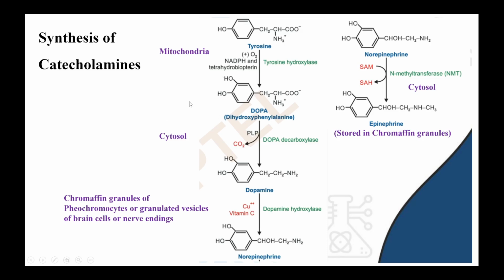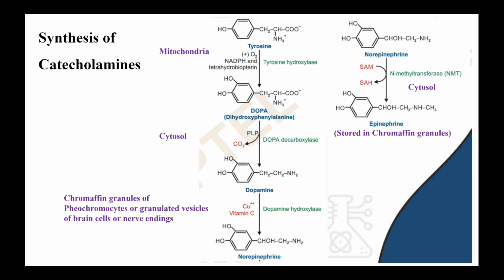And so if you notice the location of each reaction happening in this catecholamine synthesis pathway, you will understand why dopamine is not given. Conversion of tyrosine into dopa occurs in mitochondria. Tyrosine hydroxylase is present in mitochondria. It converts the tyrosine into dopa. Then the dopa comes in cytosol, and dopa decarboxylase is present in the cytosol, where dopa is converted into dopamine.